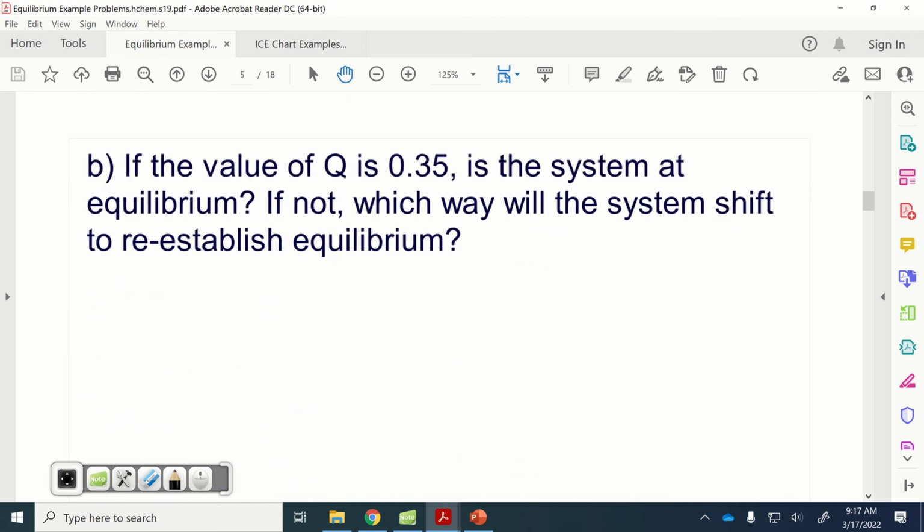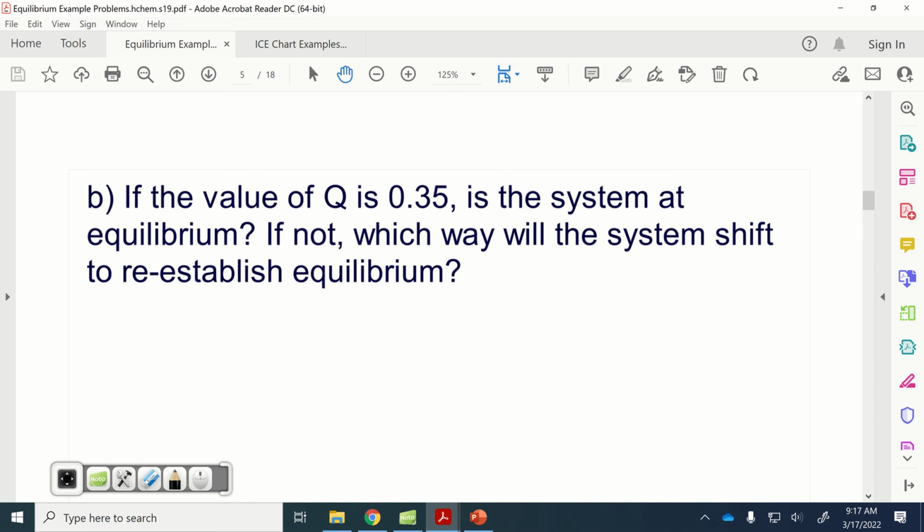Okay, I have K is equal to 0.33. If the value of Q is 0.35, is the system at equilibrium? We're very close. Again, I didn't round anything, and this should come out to 0.33. So we're very, very close, but we would say no, we're not. But this is not going to take very long to get to equilibrium.